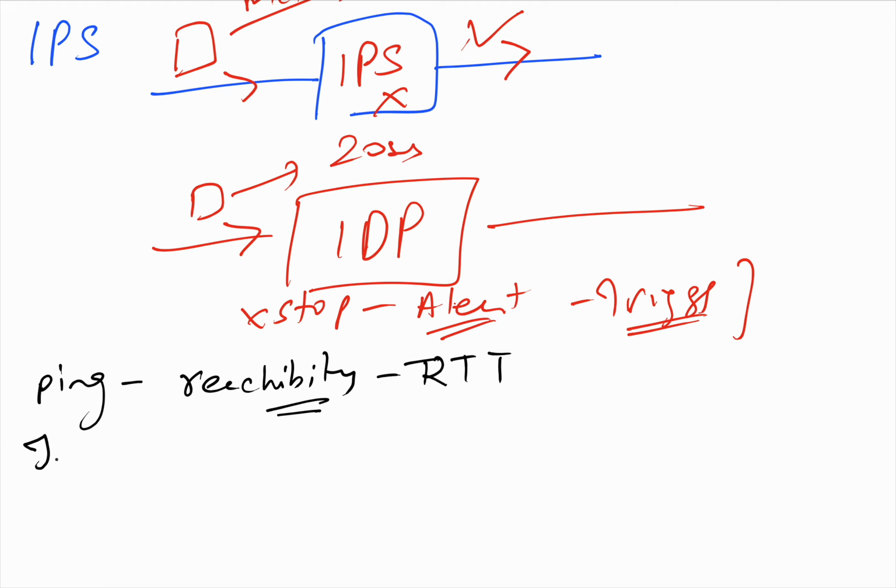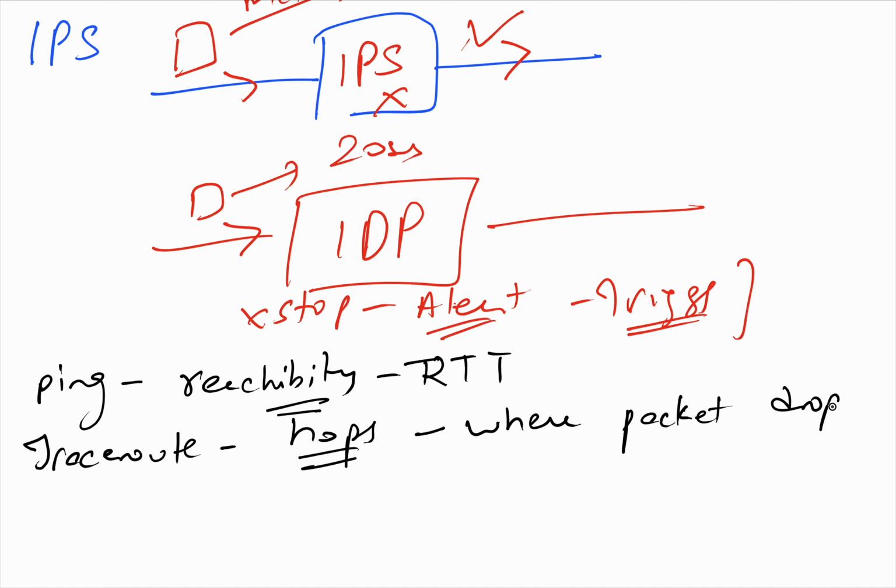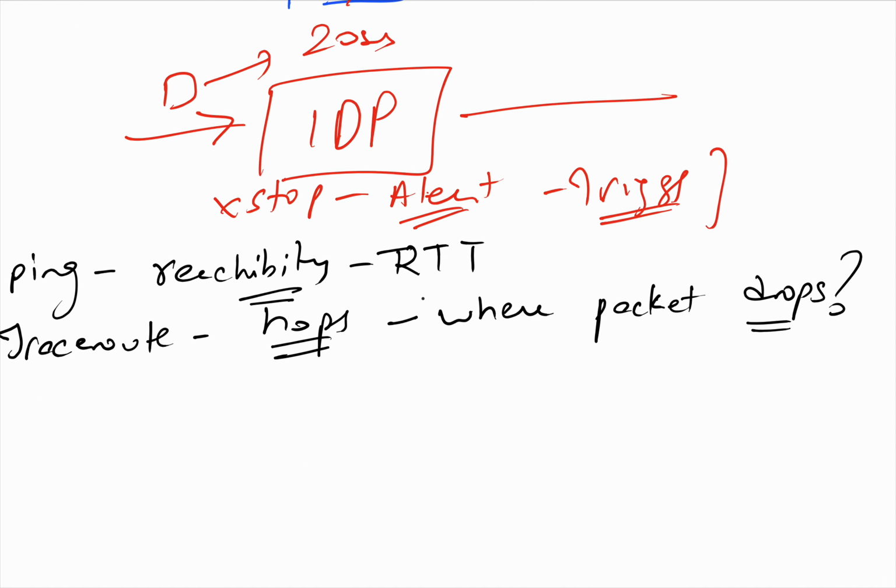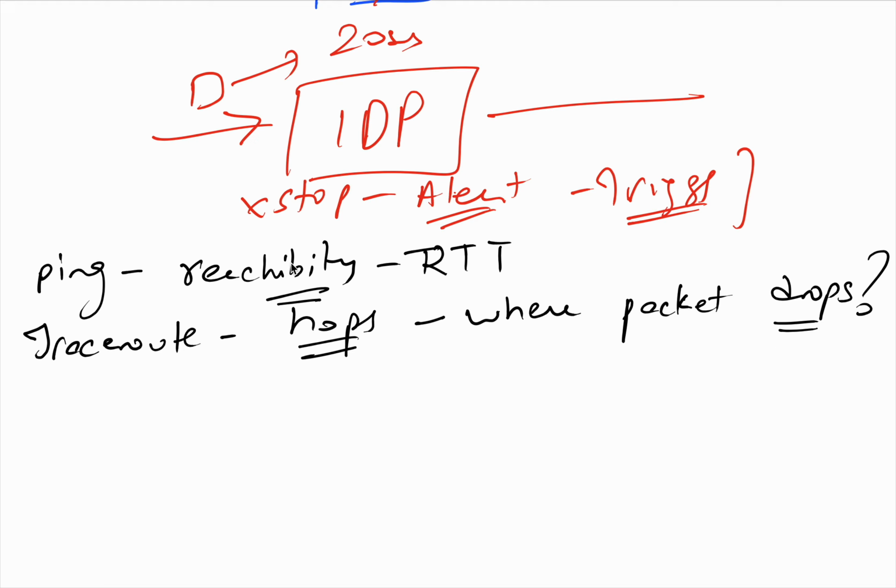Then you have traceroute. It tells you how many hops it takes for you to reach the device and where exactly the packet is dropped. This is a good feature, right? You can see that this device drops my packet, so you can troubleshoot that device directly. This is very helpful. Traceroute depends on the system: it usually works in Linux, and for Windows you can use tracert.